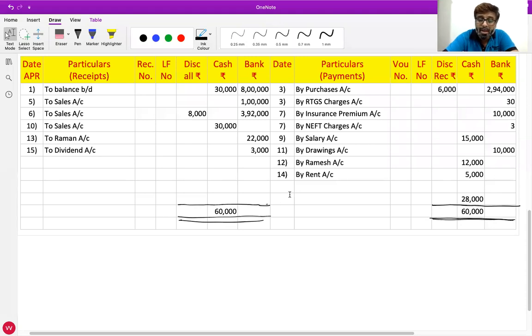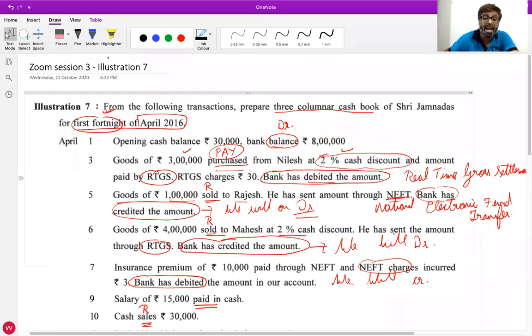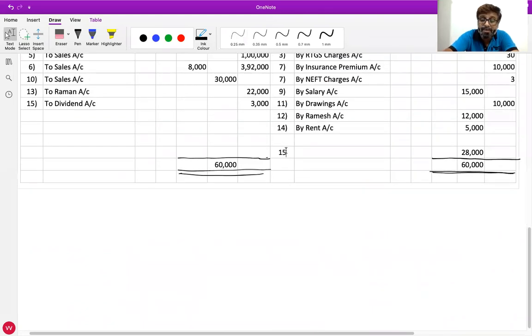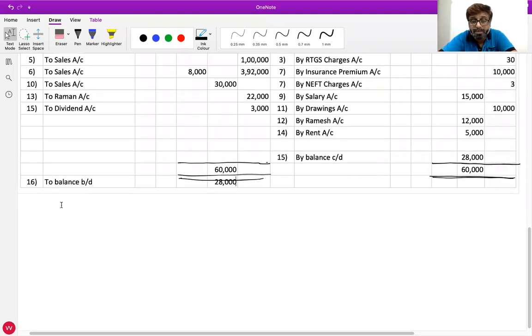Yes, sir. Now, since this is for a fortnight, means 15 days, the balancing will be done on 15th date. So in the date column, write 15th, by balance carried down, and opposite side 16th date, to balance brought down, in cash column 28,000. Is this clear? Yes, sir.